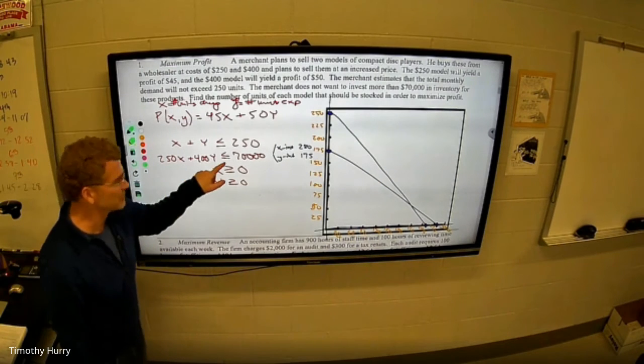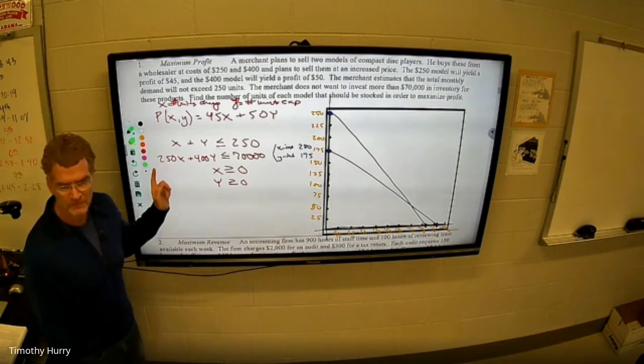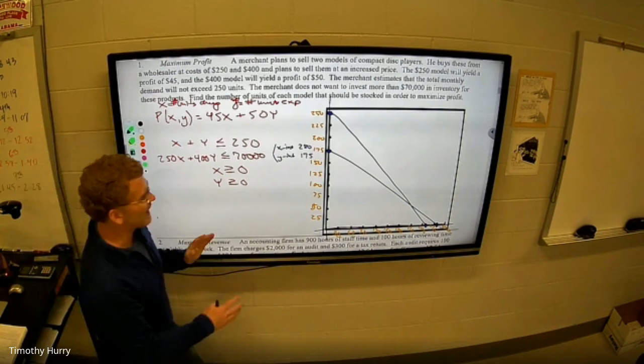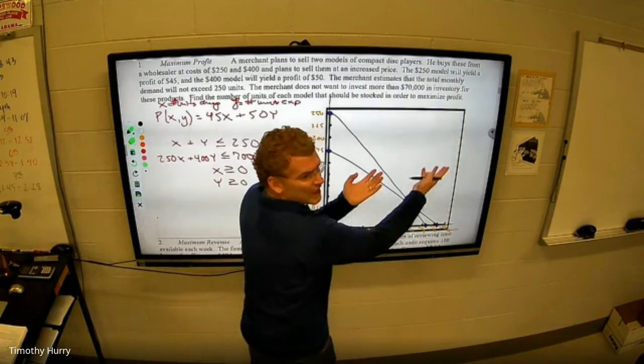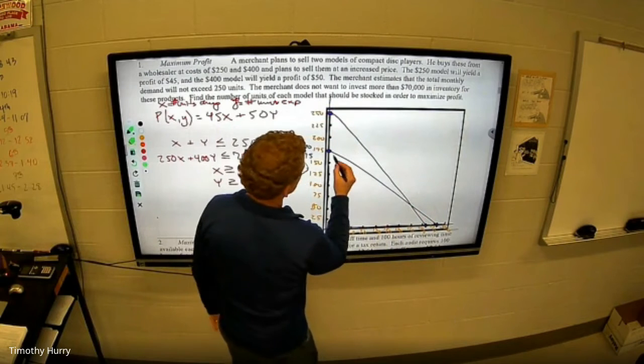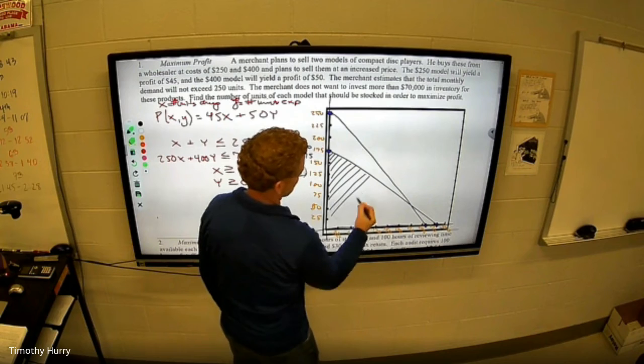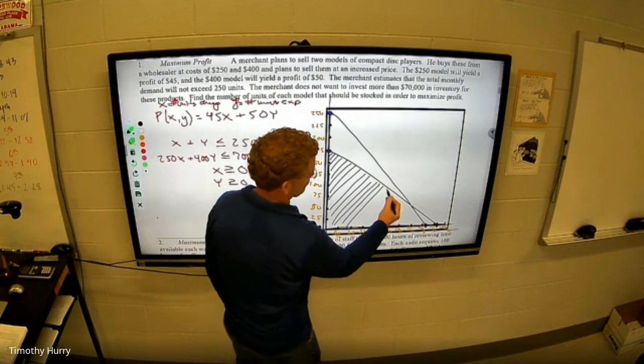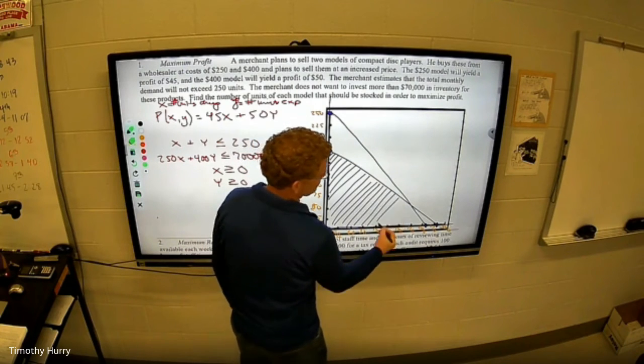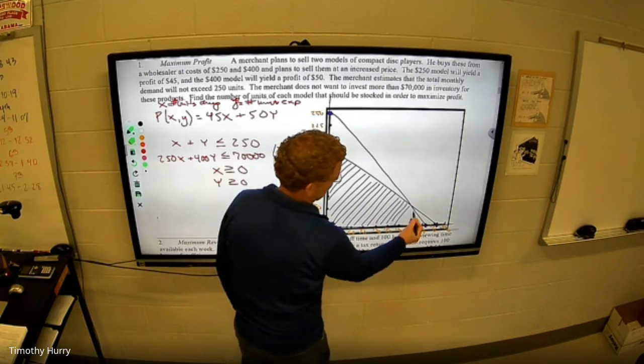And that also would be shaded what? Down. So I've got the X and the Y ones up, the other two down. So it gives me this feasible region. And hopefully that feels a lot like what we did yesterday in class when we were just graphing inequalities.